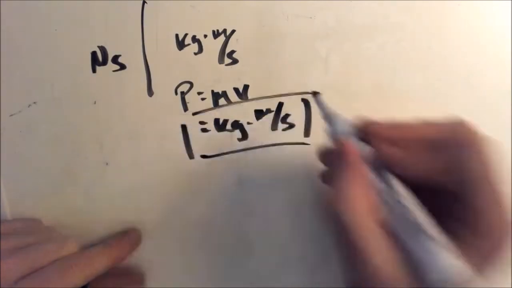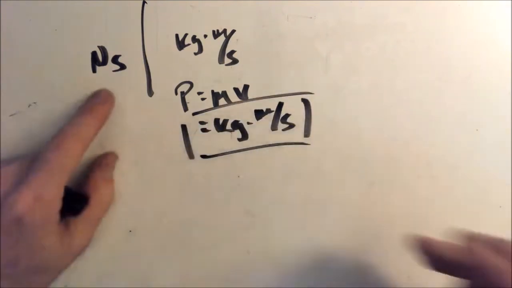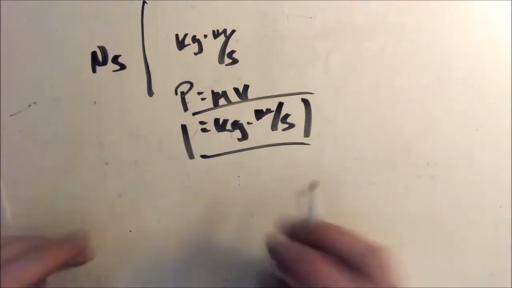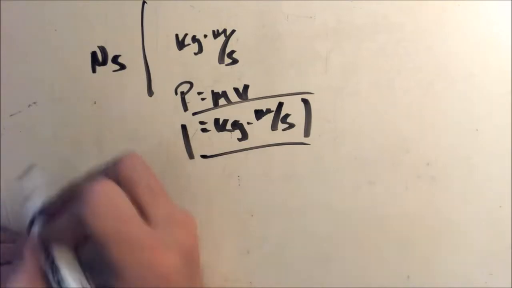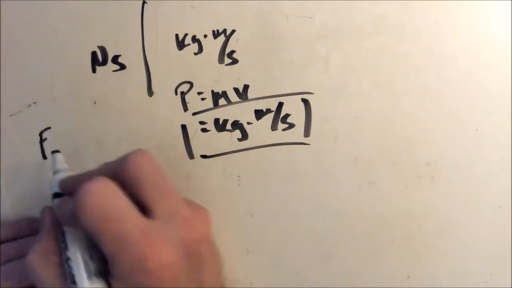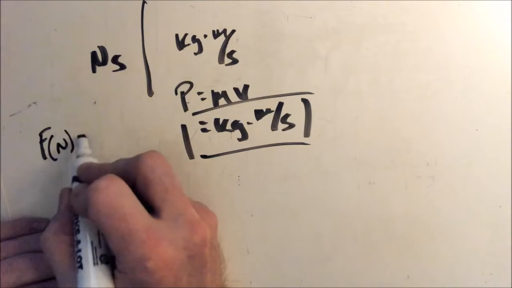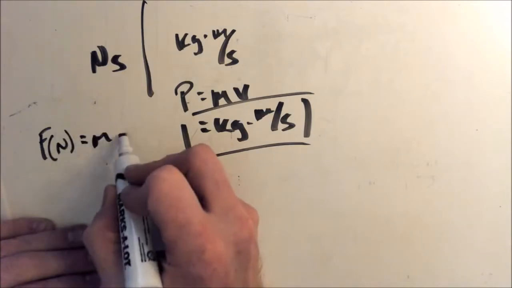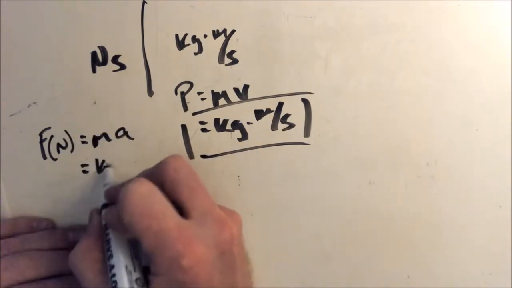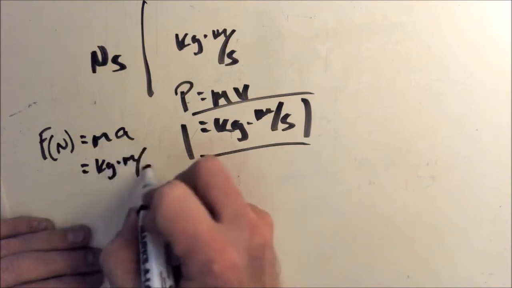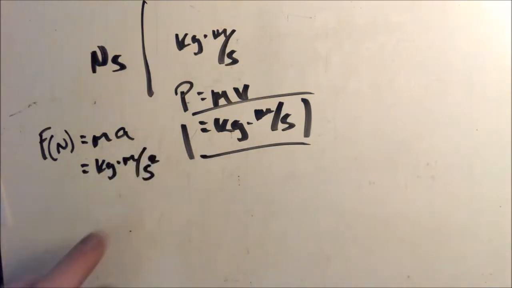And that gives us our kilogram meters per second. Now, a Newton second is equivalent to this because if we remember, our force in newtons is equal to our mass multiplied by our acceleration, or kilograms meters per second squared. Okay, that's what a Newton is. We just call it a Newton even though it's a kilogram meter per second squared.